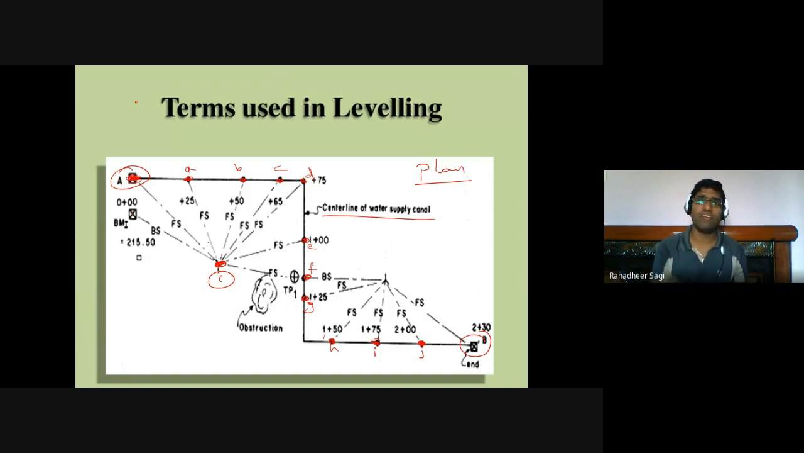So the first reading, whenever you are taking it after setting up that instrument, is your backside reading. I have placed your leveling staff at capital A position. That's the starting point of the path along which you want to mark the elevations, the center line of your canal lining. So at capital A point position, I placed my leveling staff.